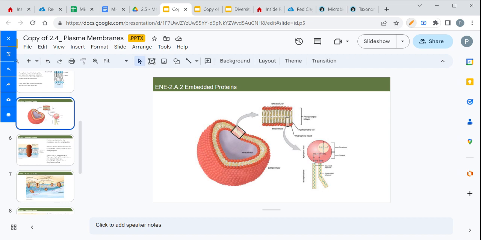But what I want to get you to be aware of is that this is a sphere, so it's a three-dimensional object. These phospholipids wrap all the way around and they come back over to here. So we're just looking at a cross section of this. This image is showing you a little bit more detail. Here is the phosphate head, and then there are the fatty acid tails.